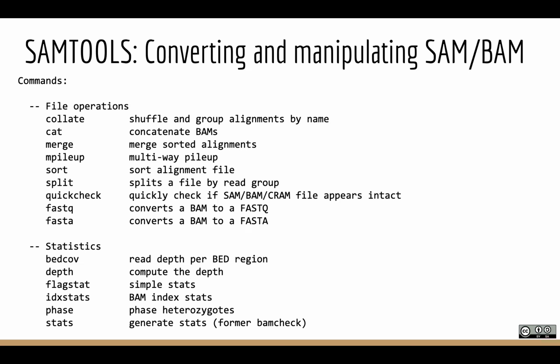There's a bunch of other ones. You can combine lots of different SAM files. There's actually a variant caller in Samtools called mpileup. It's not really terribly widely used. You can sort alignment files. So this is important. This is a critical step.